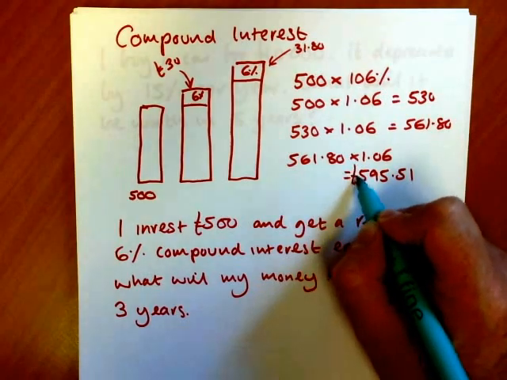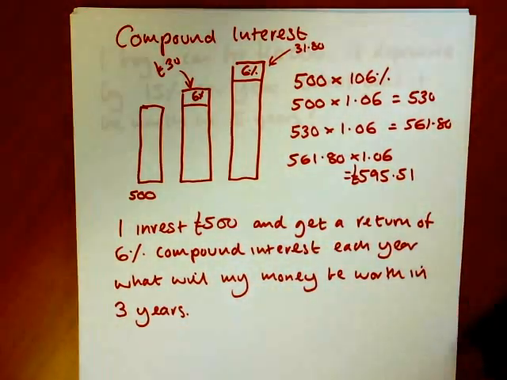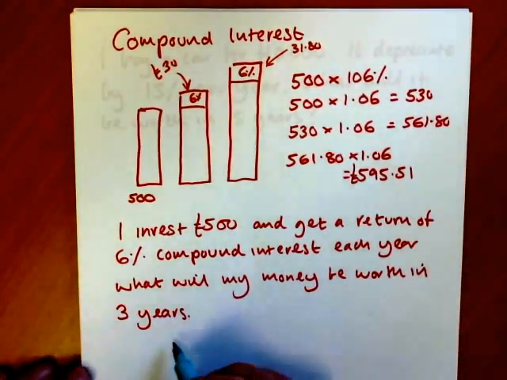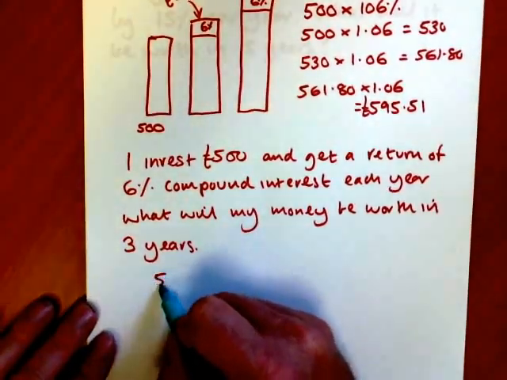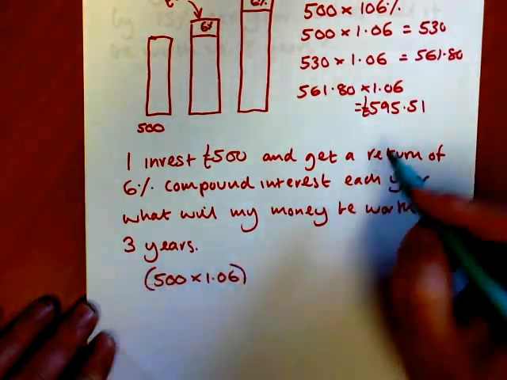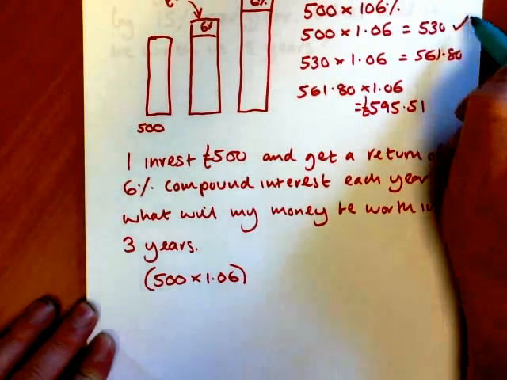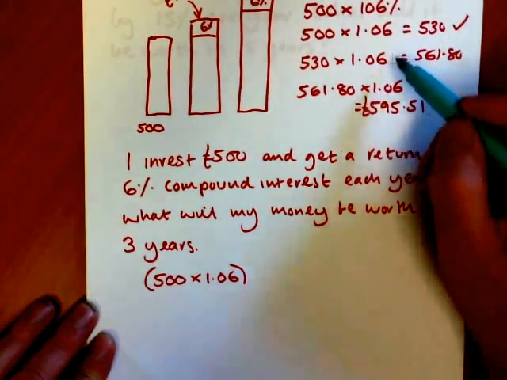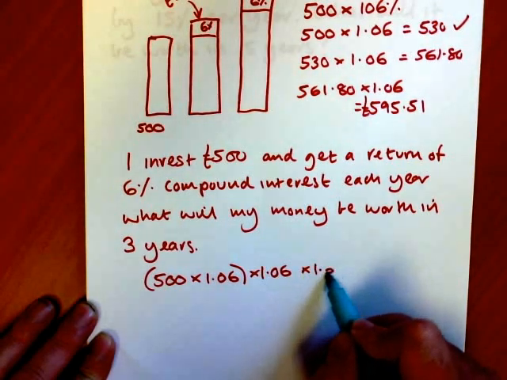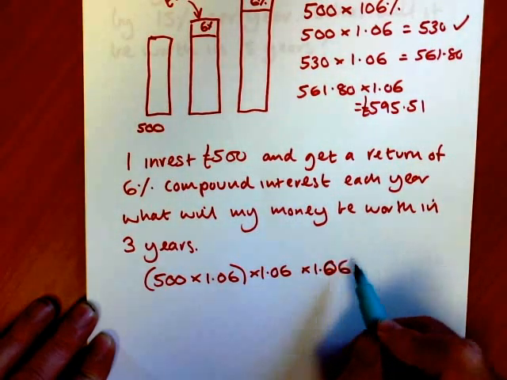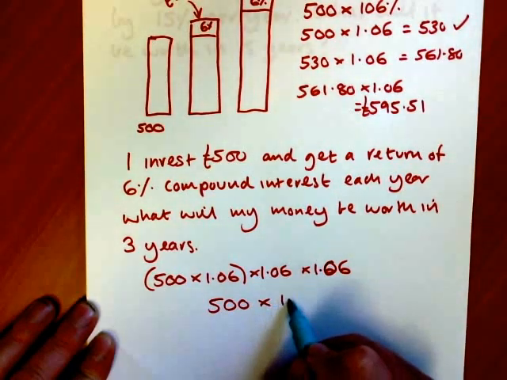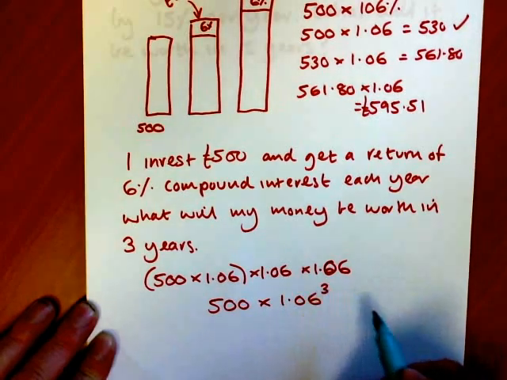£595.51. Now we have actually gone about this in a way that hopefully helps you understand, but is longer than we need to. So I'll show you exactly what we've done. We've done 500 times 1.06. Okay, that was the first bit. Then we did it by 1.06 again. Okay, and then again. So we could have shortened this right down to 500 times 1.06 to the power 3.